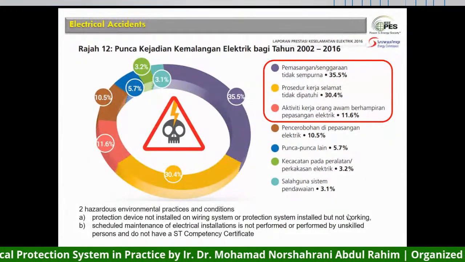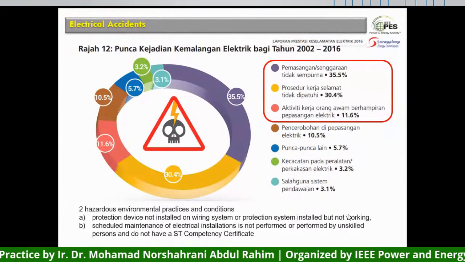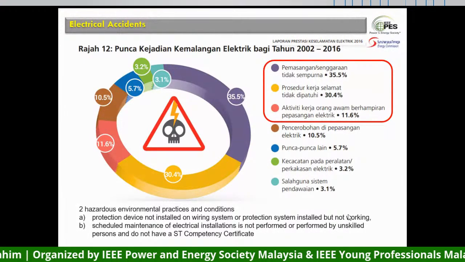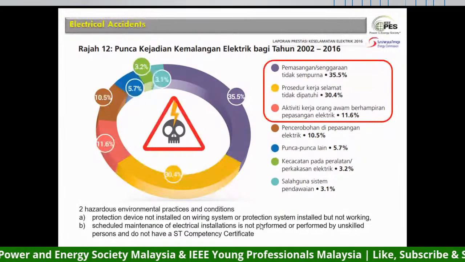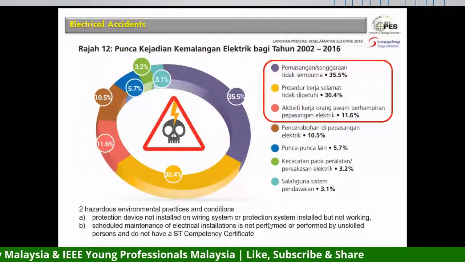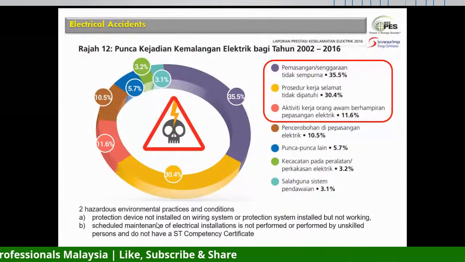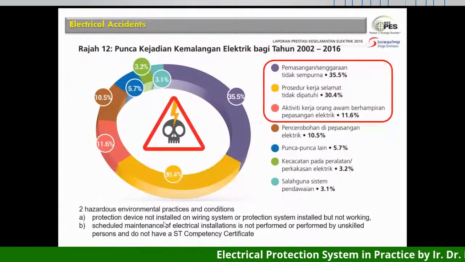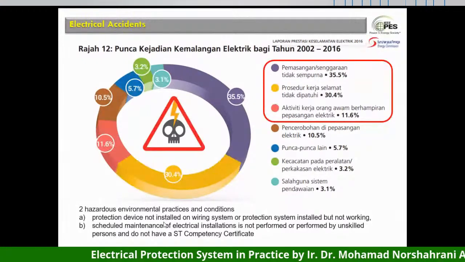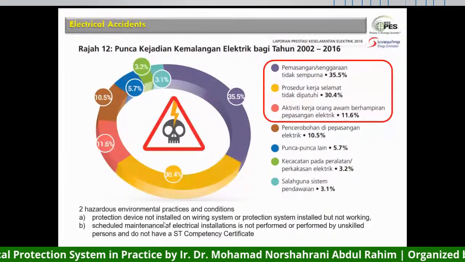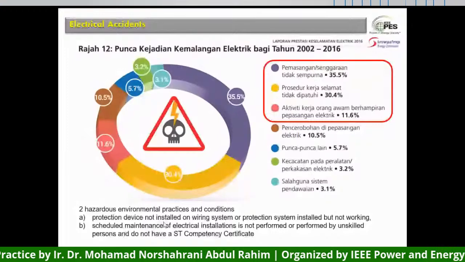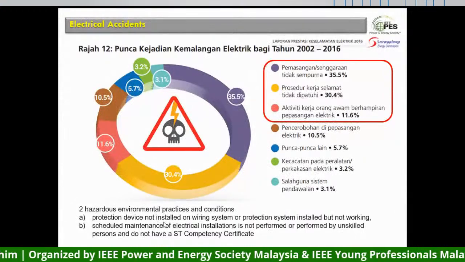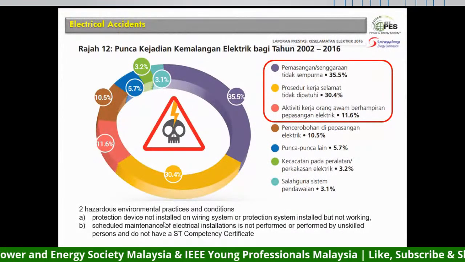So from these three top causes of accidents, the Energy Commission had come out with the two things that make this happen. Number one is the protection device not installed on the wiring, or even though it is installed, the protection system is not working. It happened to me before. In my personal experience, we had installed a protection system, but unfortunately it was not working. So in this case, we consider it as human error or production error.